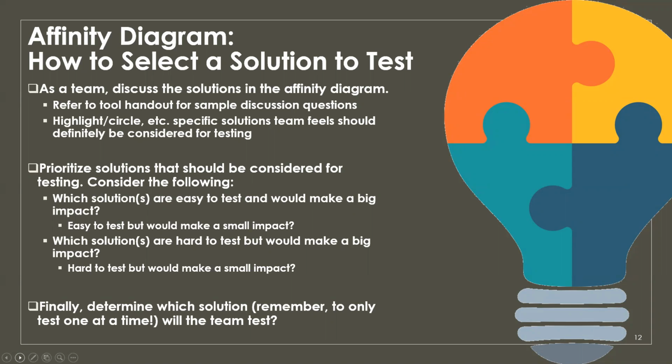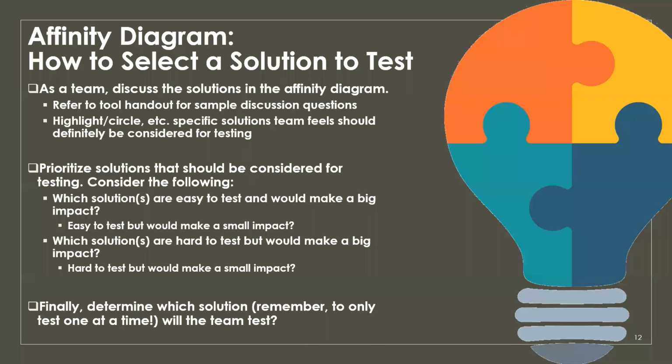Now, we have a handout that could help you all as you work within your teams and your PDSA cycles. So we encourage you to refer to the handout for some sample discussion questions. After you have a discussion reading through those questions, we encourage you to highlight or circle specific solutions that the team really feels should be considered for testing. So these are really the solutions that are within your scope. It's the solution that the team can really impact and feels could really make a difference to address the root cause that they're focusing on.